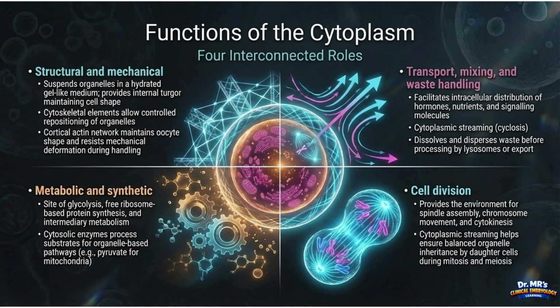The fourth function is cell division. The cytoplasm provides the environment in which spindle assembly, chromosome movement, and cytokinesis occur. It is not a passive backdrop for these events, but an active participant. Cytoplasmic composition, ionic balance, and cytoskeletal dynamics all directly influence the fidelity of meiotic and mitotic division. And cytoplasmic streaming during these divisions helps ensure that organelles are distributed as evenly as possible between daughter cells, a balance that, when disrupted, produces the blastomere asymmetry that morphokinetic time-lapse systems flag as a marker of reduced developmental competence.